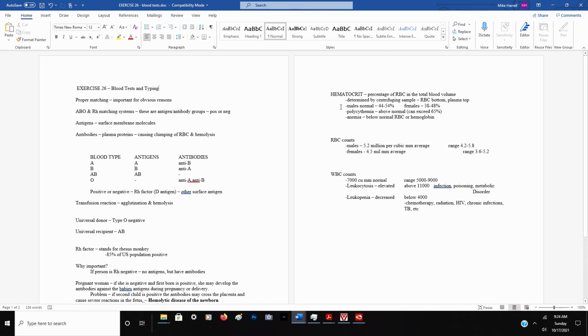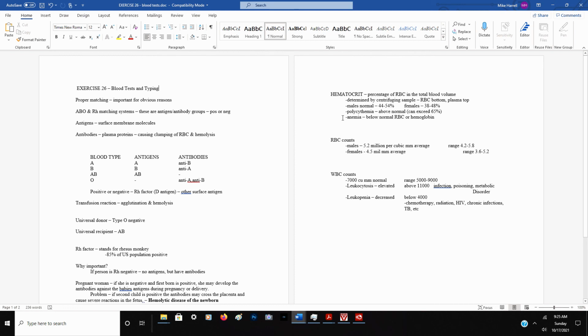Polycythemia is where somebody's hematocrit is too high. In other words, they've got too many red blood cells in the blood volume. And that can get as high as something like 65% or higher. That means somebody's got a serious oxygen delivery problem if it gets that high, in almost all cases.